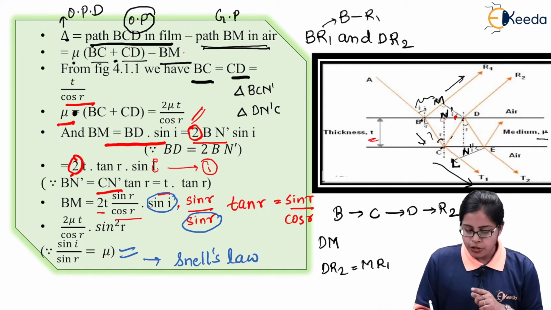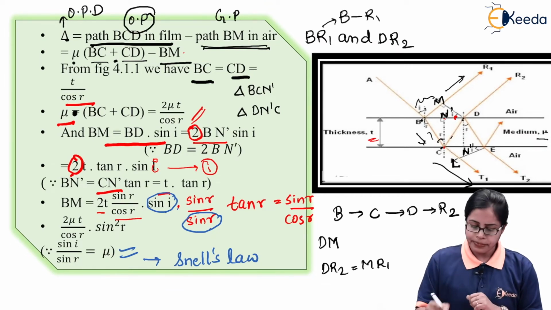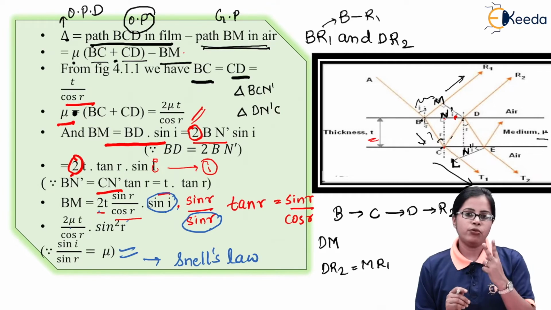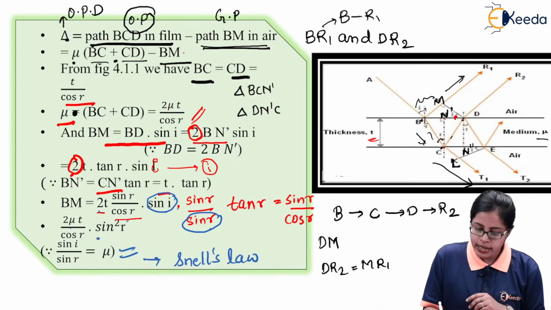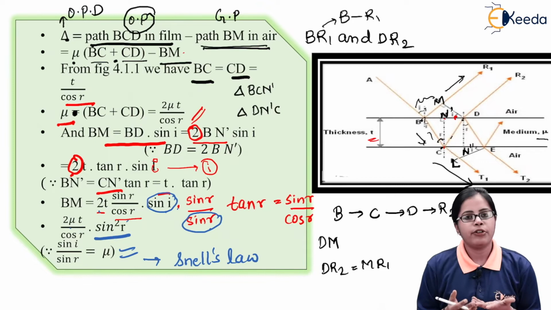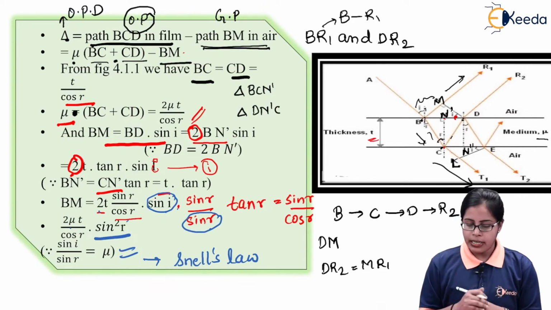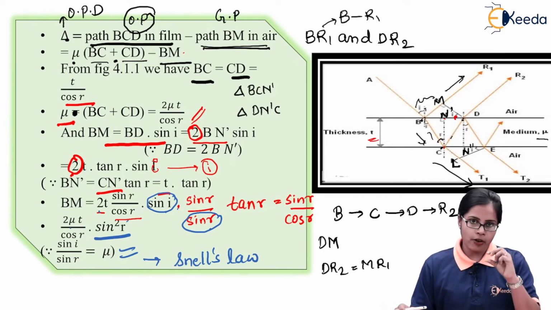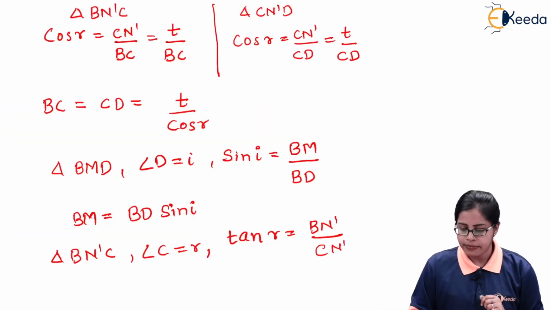So instead of sin i by sin R, using Snell's law, if I write sin i by sin R as mu, 2 is going to remain as it is. Sin i by sin R is written as mu. T is going to remain as it is, divided by cos R. But if you look in the numerator, I have two sin R terms, so they are going to get together and give me sine square r. So the ultimate equation of BM is 2 mu t divided by cos r into sine square r.